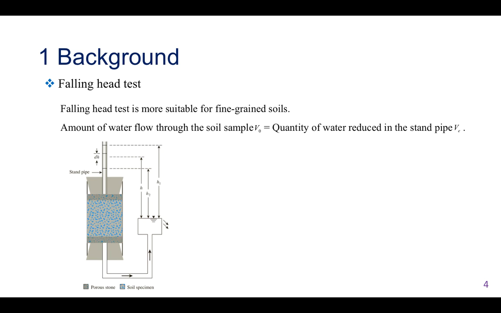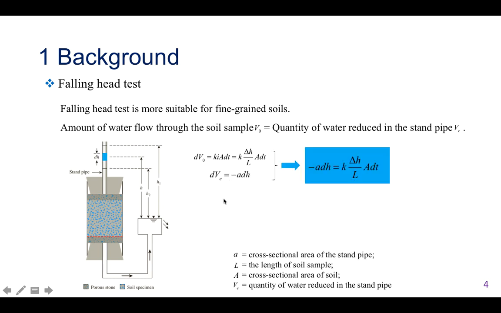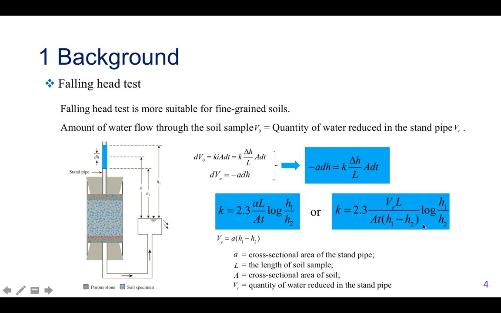In contrast, the falling head test is more suitable for fine-grained soil. This test is based on the amount of water that flows through a soil sample, which is expressed like this equation, equal to the quantity of water reduced in a standard pipe, which is written like this. So K can be expressed as this equation. Because the quantity of water reduced in the standard pipe, VE, equals the cross-sectional area of the standard pipe times the hydraulic head difference, if we multiply by the hydraulic head difference both at the top and bottom, we get this equation. If we know the quantity of water reduced in the standard pipe, VE, and the drainage time, we can also get the permeability of the soil.